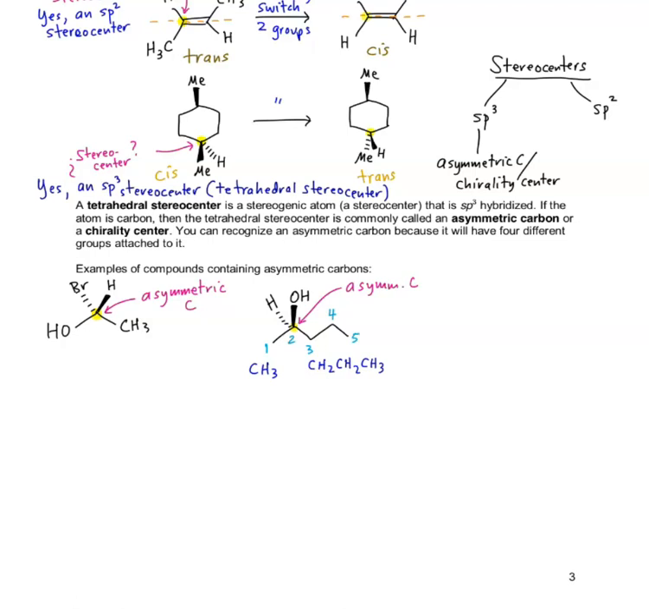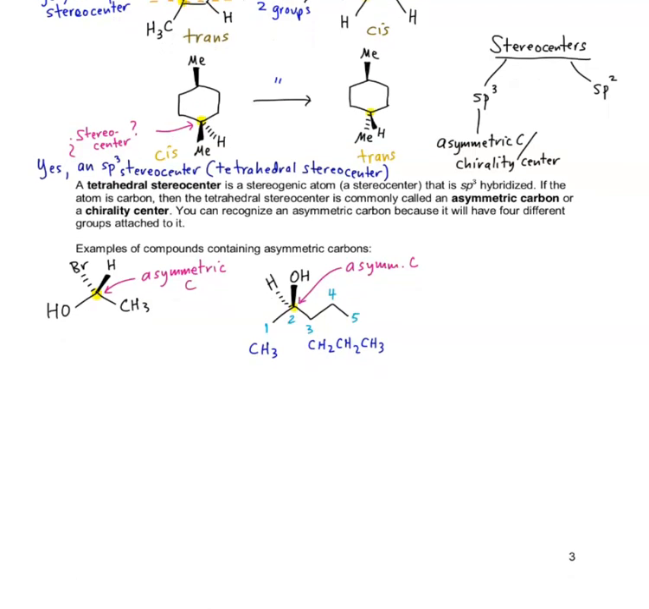Carbon 3 has 2 hydrogens, so it doesn't have 4 different groups, not an asymmetric carbon. Carbon 4, same thing, not asymmetric. And carbon 5 is in the same boat as carbon 1. It has 3 hydrogens, therefore it's not an asymmetric carbon.